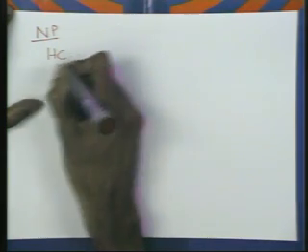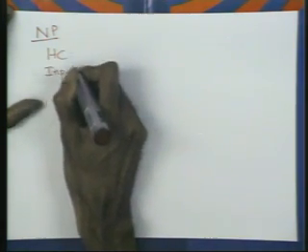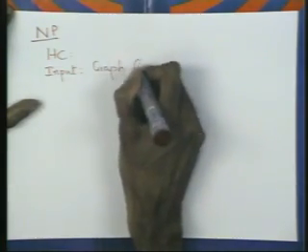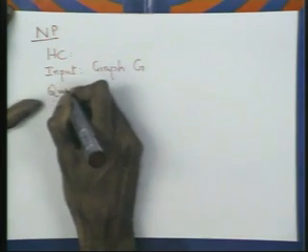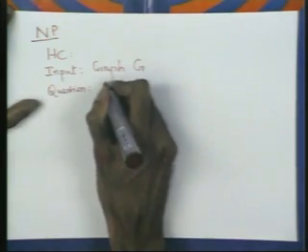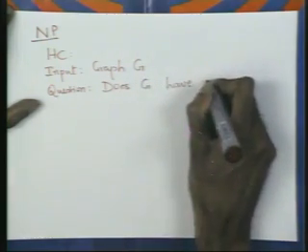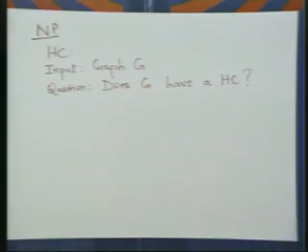Okay, the input is a graph G, and the question is, does G have a Hamiltonian cycle? Okay, so this is the question.